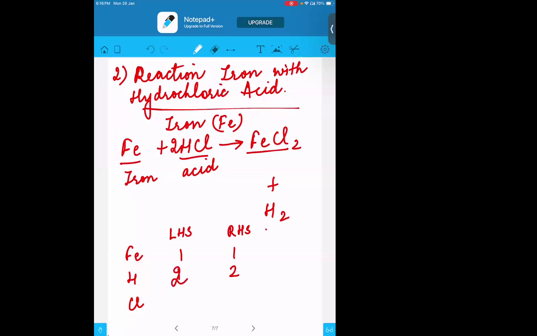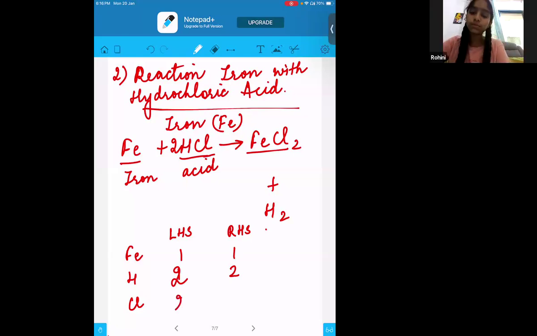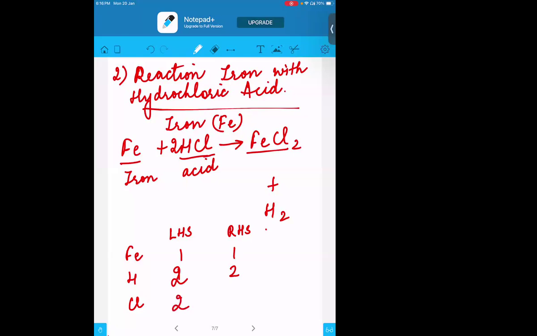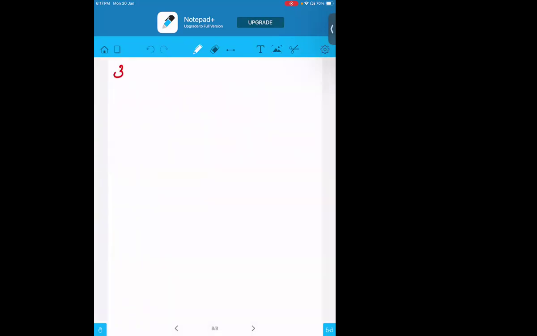Now coming to the last one, chlorine. How many chlorine are there on the left hand side? Ma'am, 2. On the right hand side? 2. Correct. So now it means it is balanced, because on the reactant side and on the product side, both have the same number of atoms. Clear? Yes, ma'am. Now I'll give you the next reaction which you should try solving.